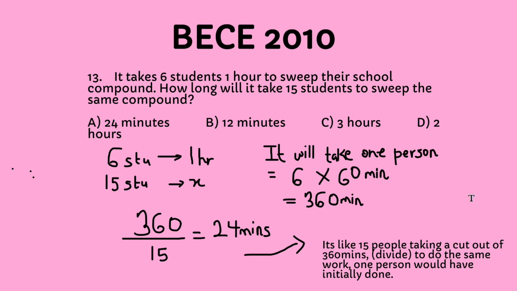And so it's like the workload is just being divided. The more people that come, the lesser time they will spend working on the compound. And so you realize that when 15 students come on board, we have 24 minutes being spent on working on the compound, because larger numbers means lesser work.